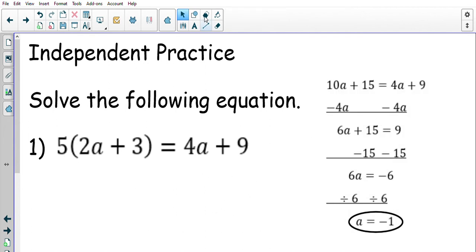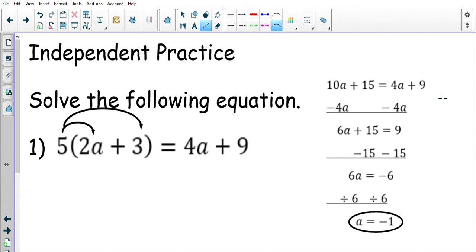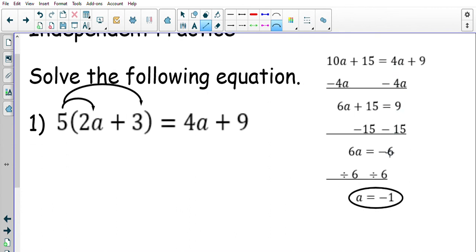Distribute this 5 into the parentheses. That's going to get you 10a plus 15. And then on the right-hand side, we have 4a plus 9. Move that 4a to the opposite side by subtracting it. That's going to get us 6a plus 15 equals 9. Subtract 15 from both sides to get 6a equals negative 6. Divide both sides by 6, and our final solution will be a equals negative 1.